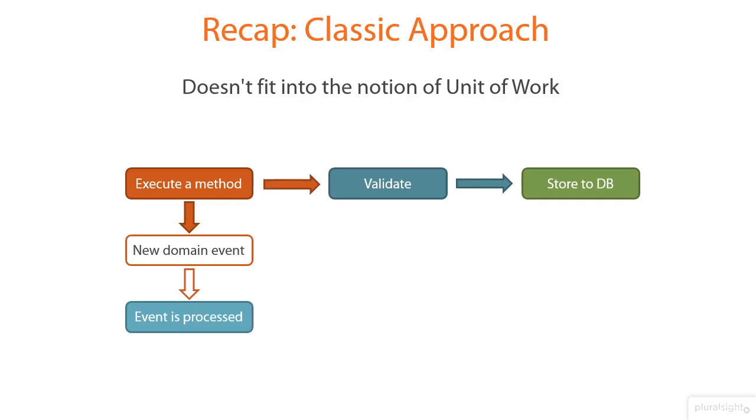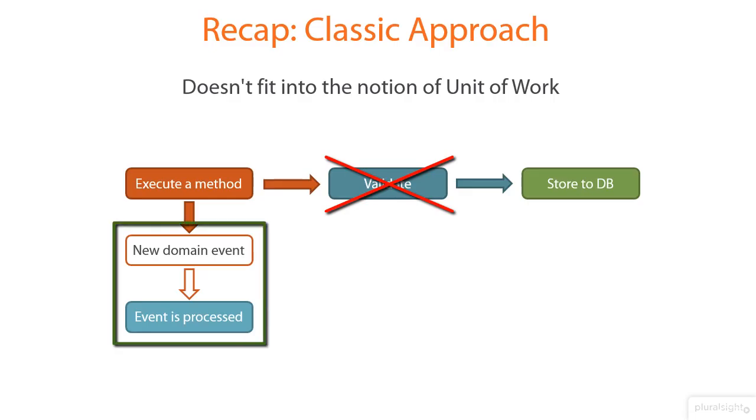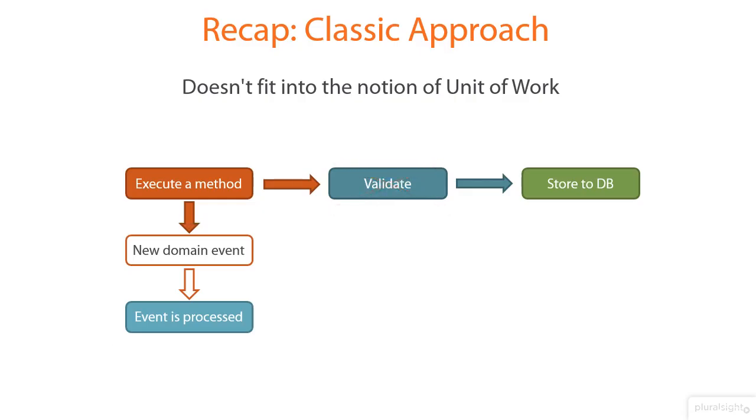But we get a problem in case the validation fails and we need to terminate the operation. The problem is that the domain event is already raised and processed by the time the validation fails, and there is no easy way for us to roll back the changes made. This is why this implementation doesn't fit the notion of unit of work. The act of processing an event occurs before we commit on producing that event.